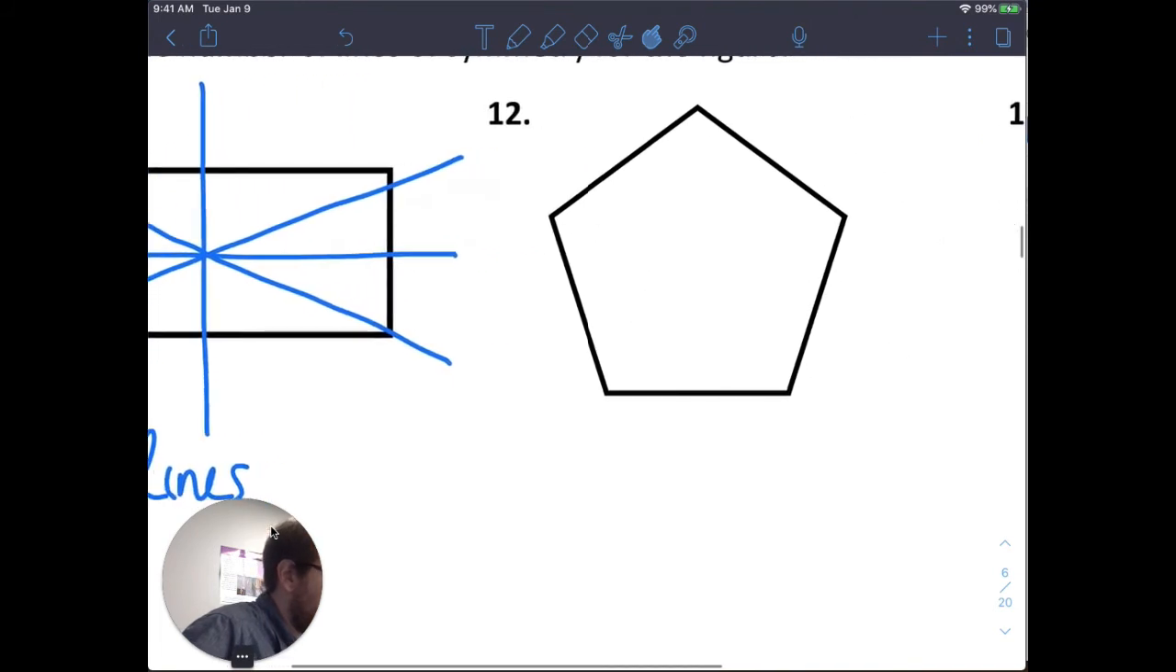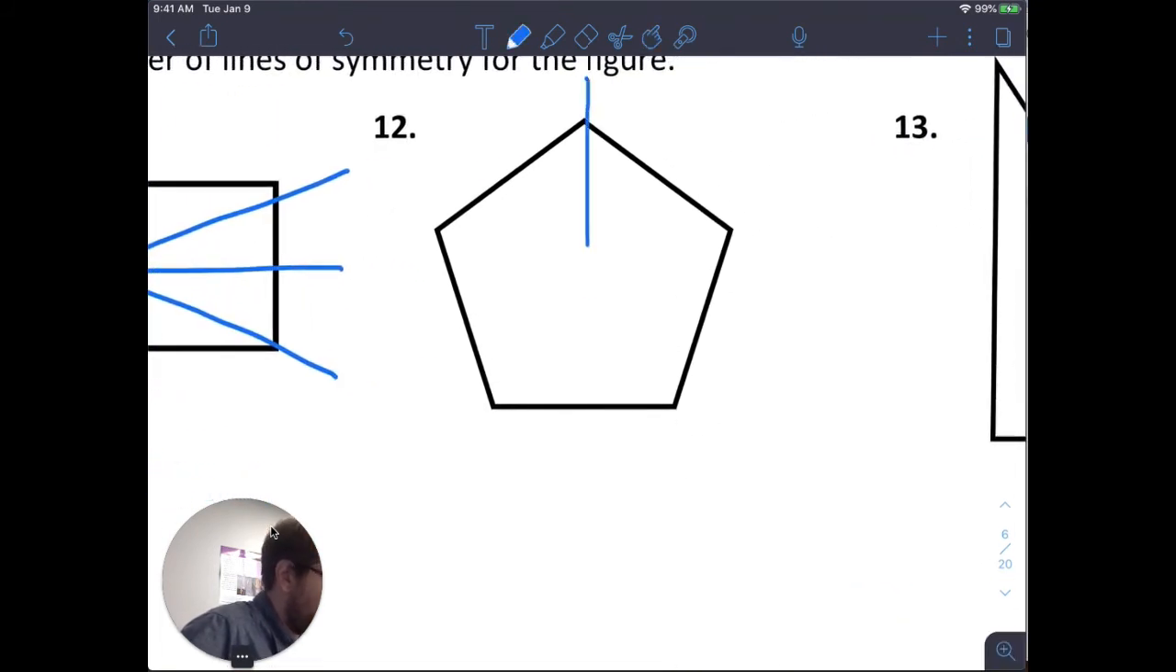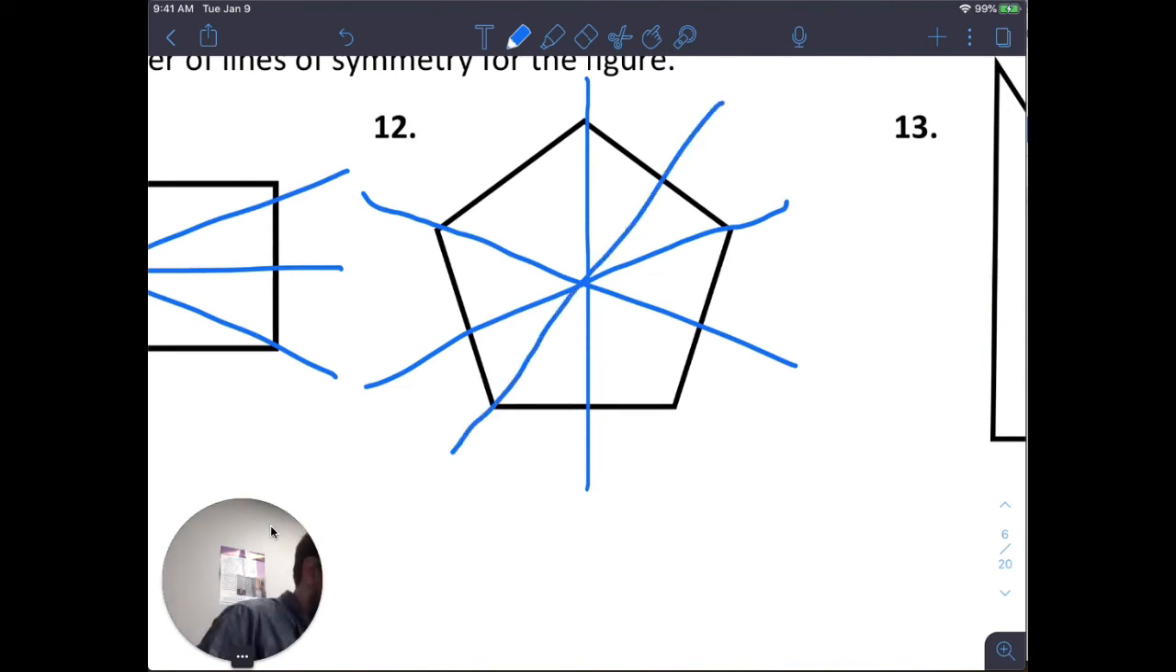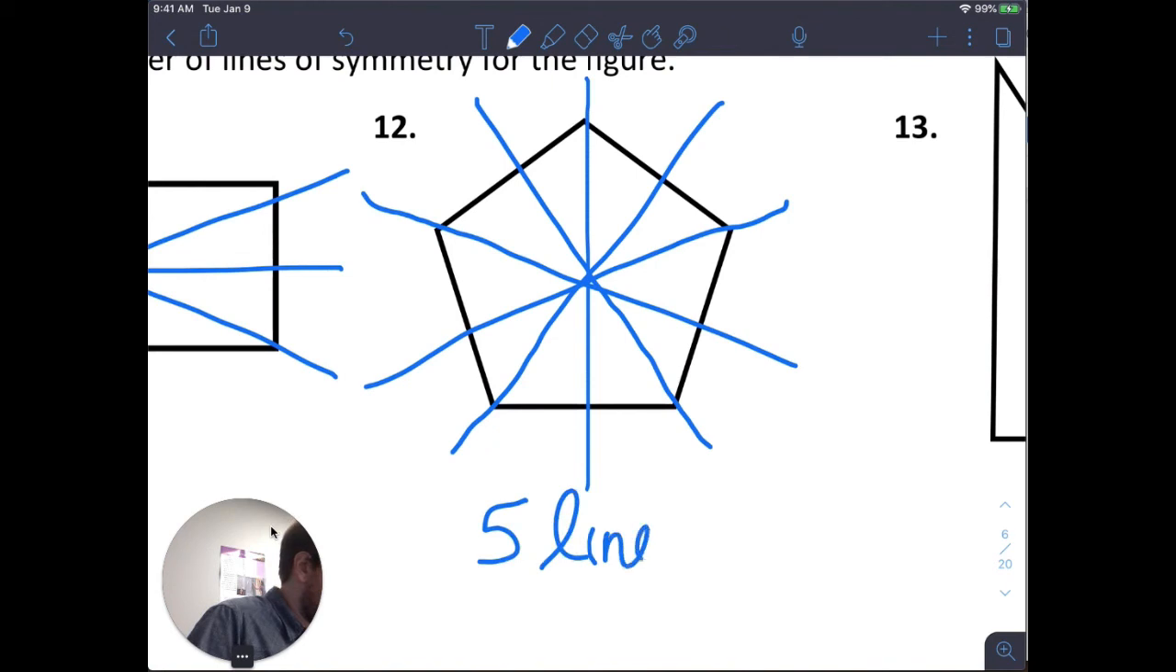Number 12, I could cut it here. And sometimes you're just going to have to look at it and play with it for a little bit. I could cut it there. Or, and sometimes it may even help to turn your paper a little bit. You can't see me, but I'm turning the iPad so I could look at it. I could do it here. Could here. Here. Or here. I could cut it there. So there's five lines there. Cut each of those to where I'm cutting it directly at a point where if it's reflected on top of itself, it is on top of itself.